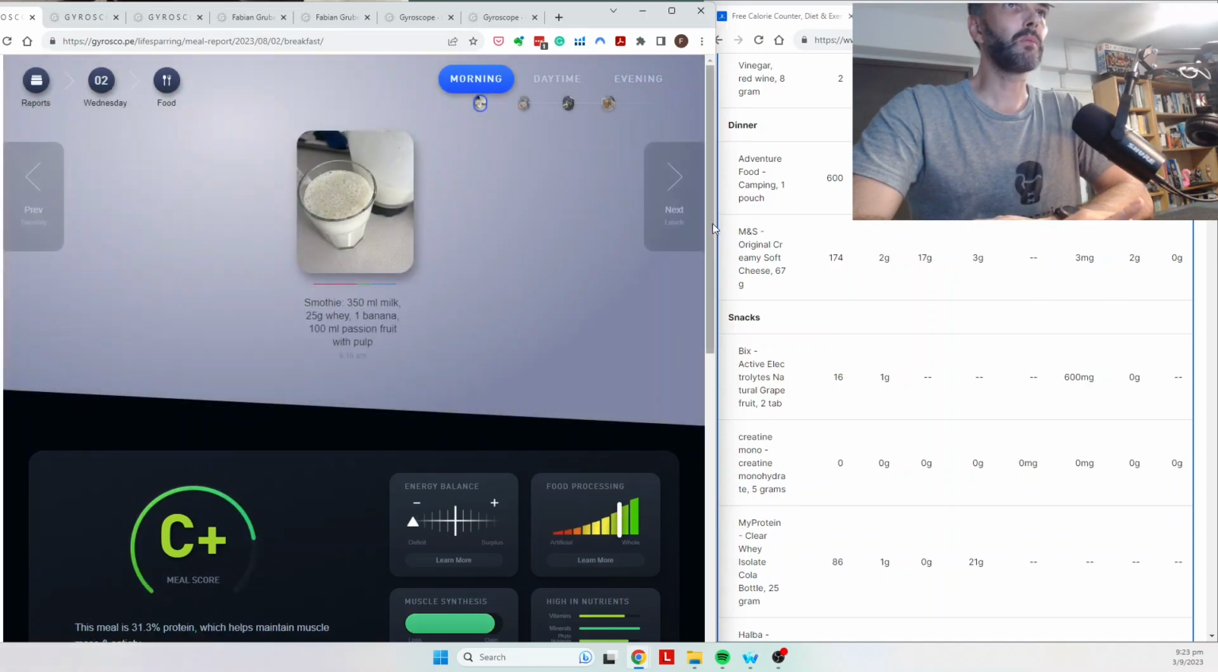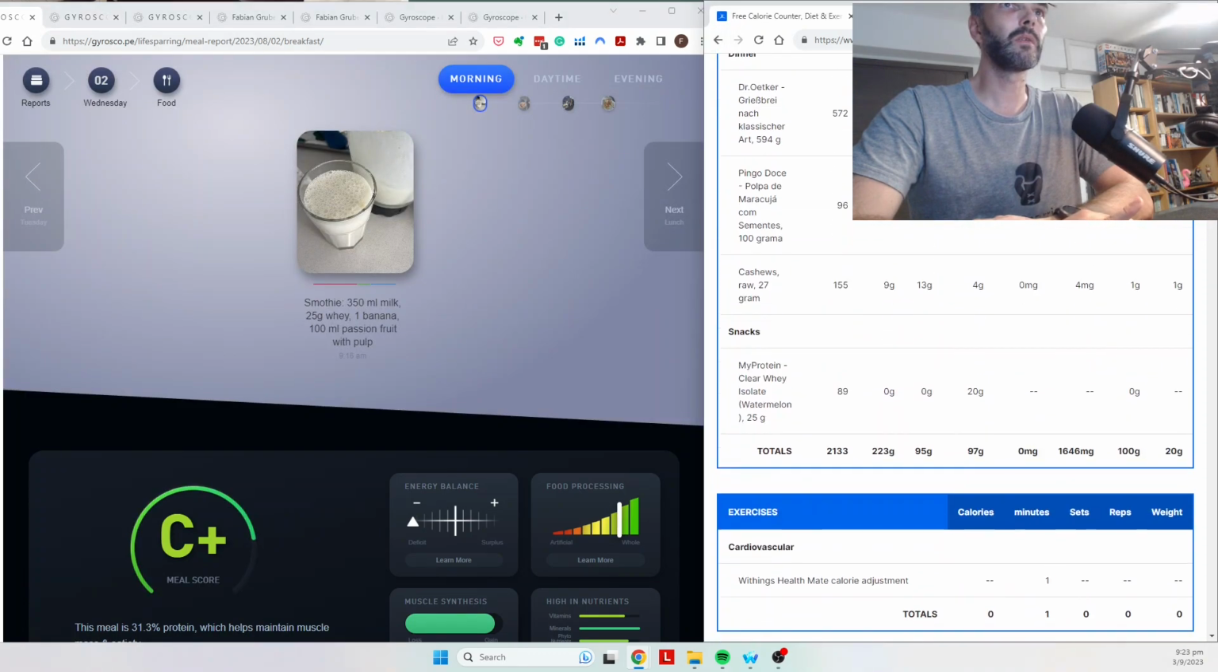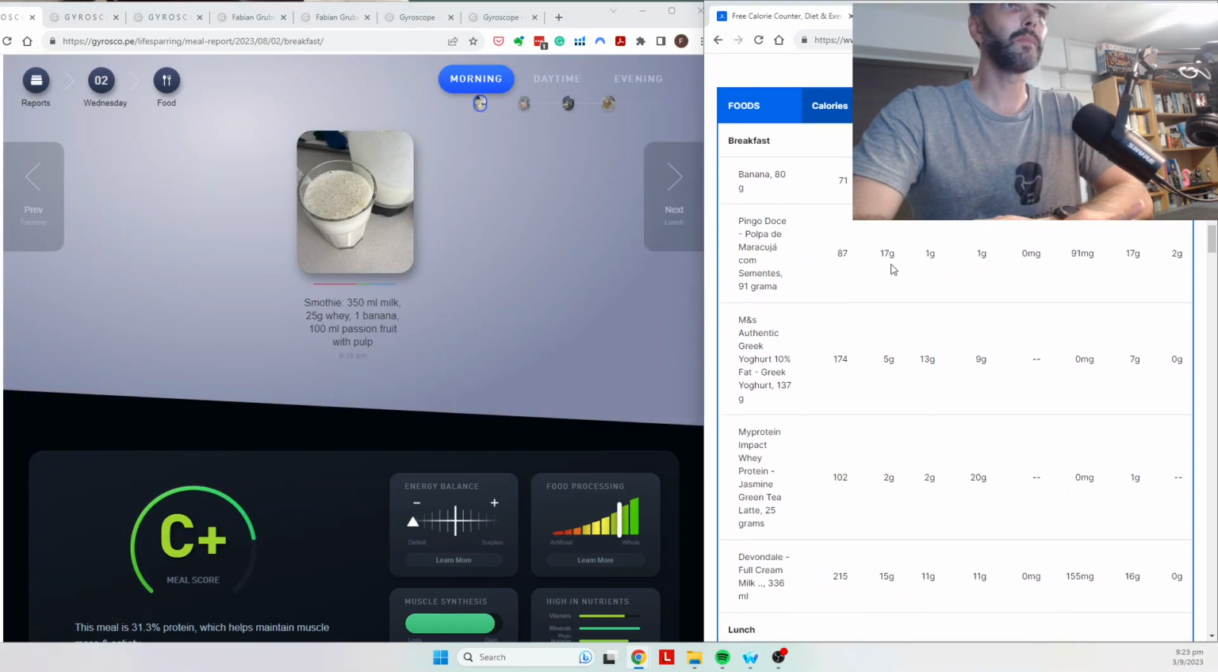Maybe we check one more. Next day, smoothie. Again, super hard, right? So only from a photo, how do you want to know something? So 350 milliliter milk, 25 gram of whey protein, 1 banana, 100 milliliter passion fruit with pulp. I tried to provide pretty much the exact breakdown. Of course, here I was able to scan exactly which protein I was using, which yogurt I was using, and so how far are we off?